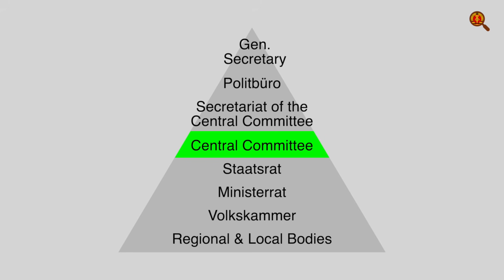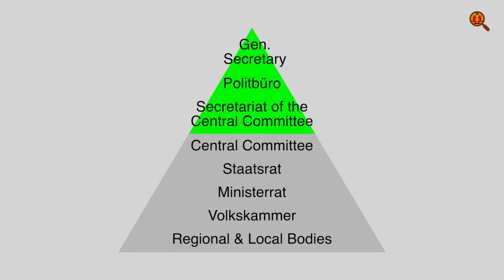In theory, the Central Committee, consisting of around 100 to 200 delegates, was the most powerful organ in the years between the party congresses. But in practice, real decision-making was concentrated in the Politburo and the Secretariat of the Central Committee. So now we have come to the top of the pyramid, to the bodies that made the real decisions.